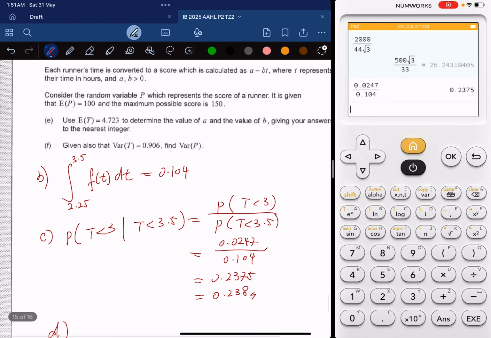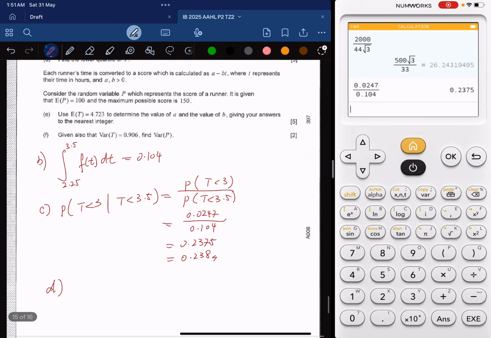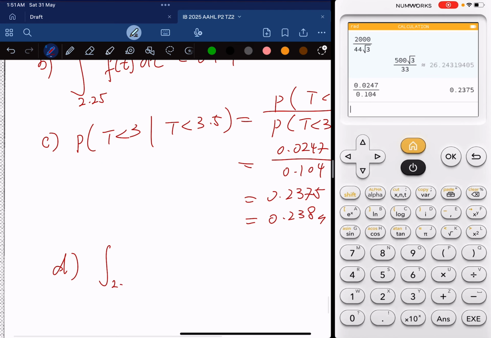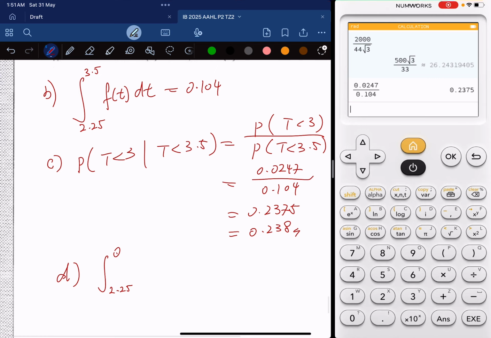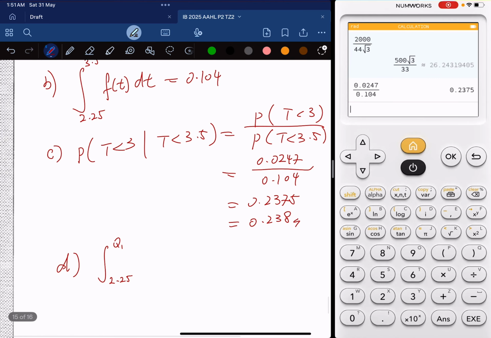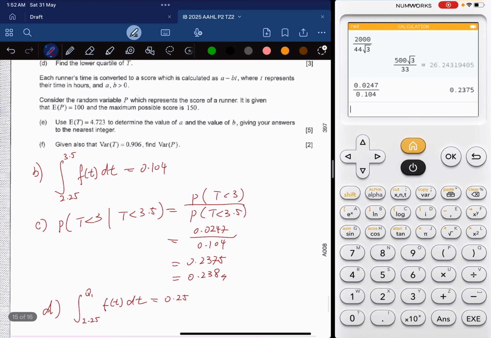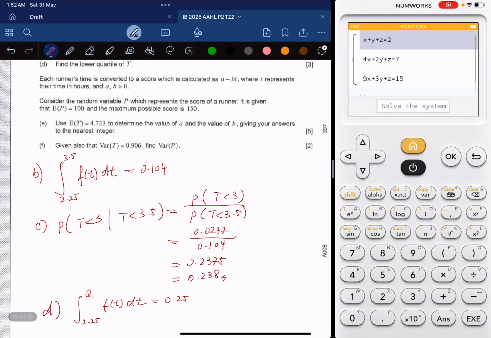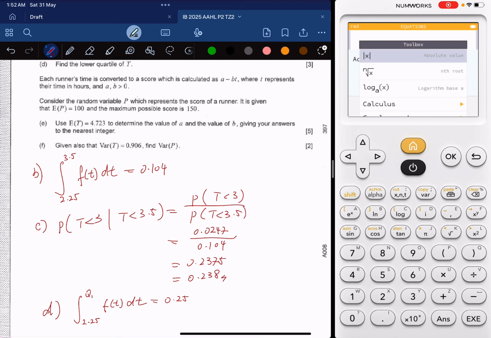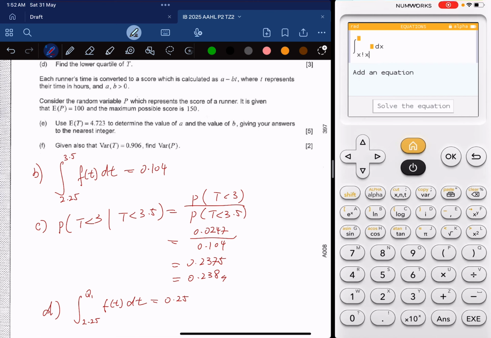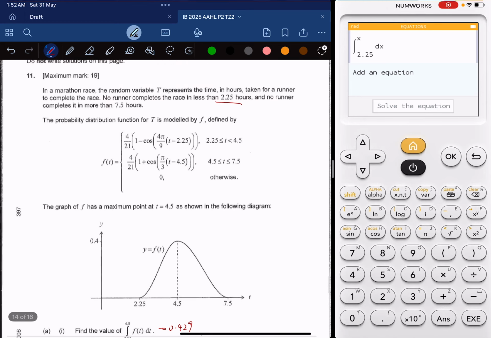D. Find the lower quartile of T. So lower quartile is pretty easy. Just integrate from 2.25 up until the lower quartile Q1 of ft, and it will be 0.25. Okay, this is the definition of the lower quartile. I think, can we use solver to do this? Let's try. Calculus. Yeah, I think we can use it. So this one, it's 2.25, and this is x. And the ft, right? ft is the thing on the top.